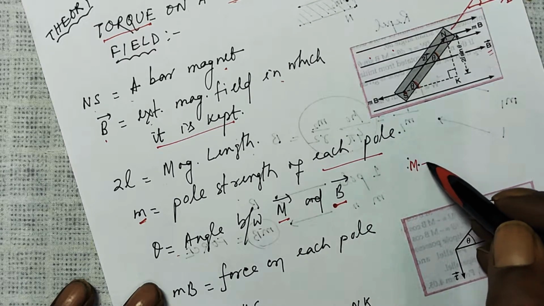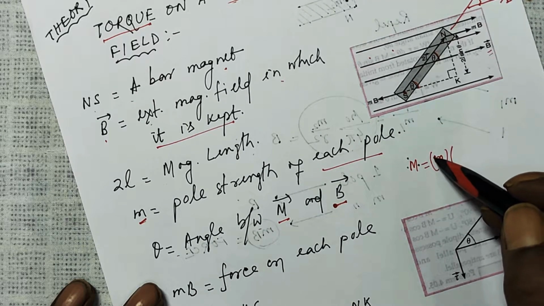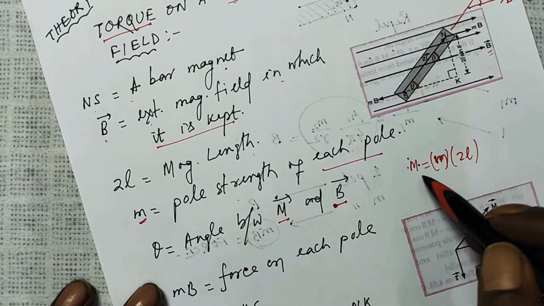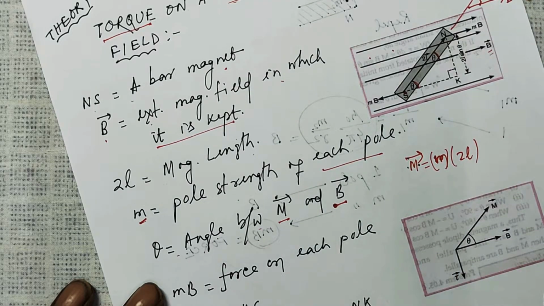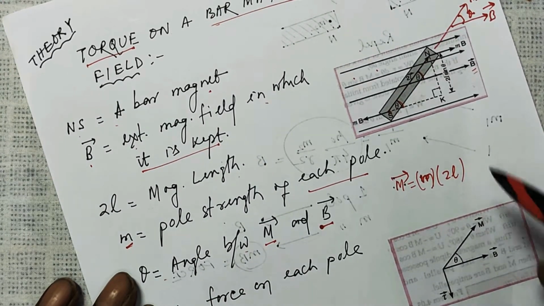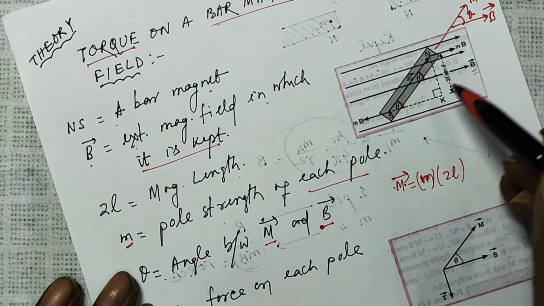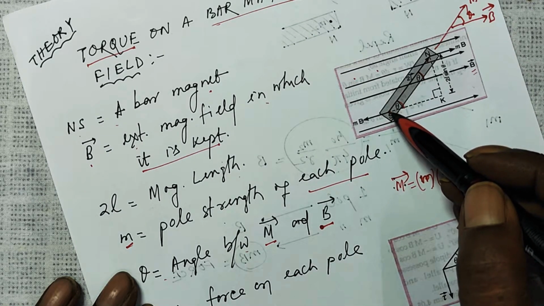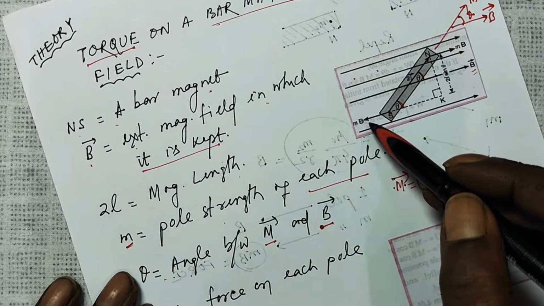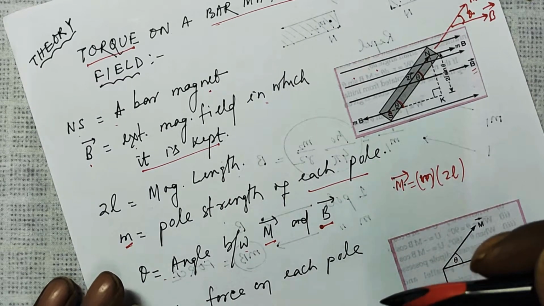And M, I have already explained, is pole strength m times its length, and it is directed from south to north. Therefore, this north pole will experience a force to this side, mB, and this south pole will experience a force to this side, mB. That is the thing we have to understand.